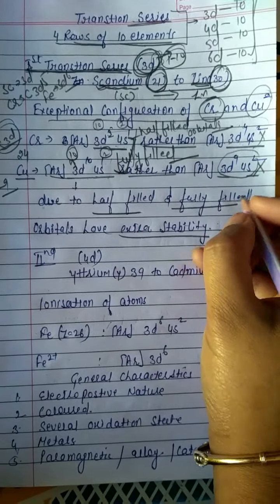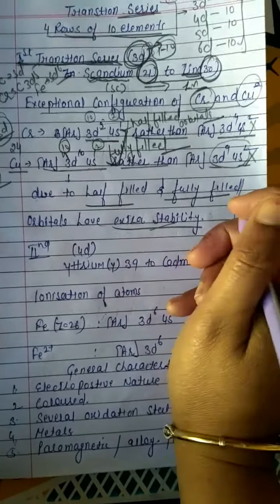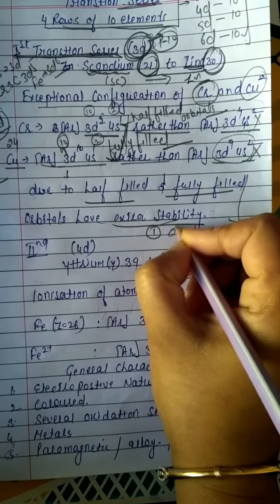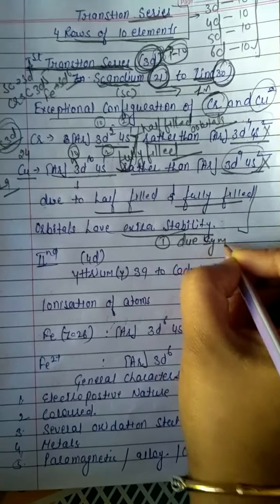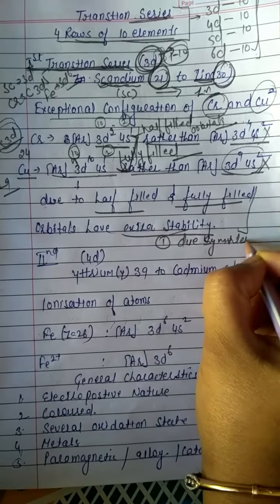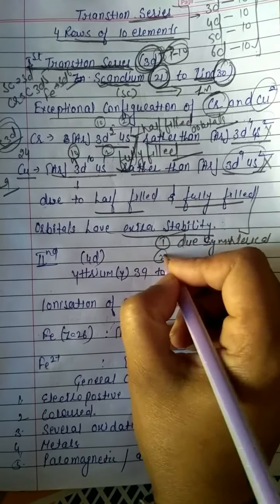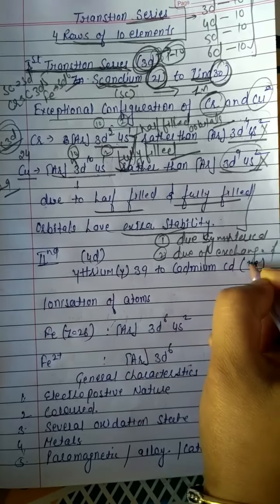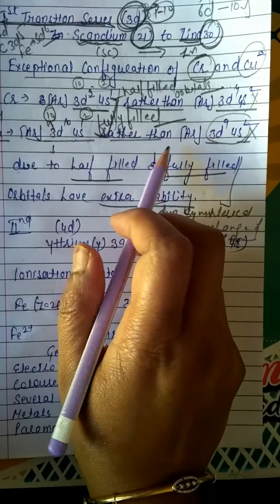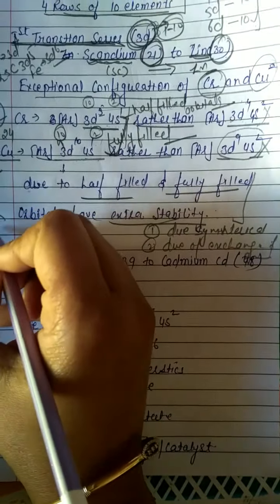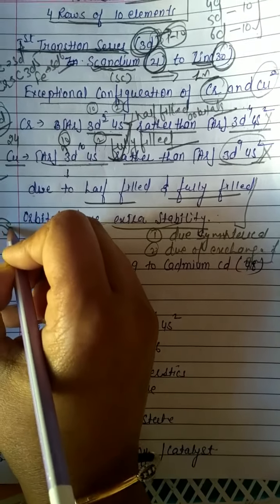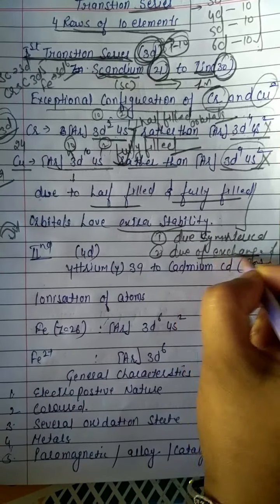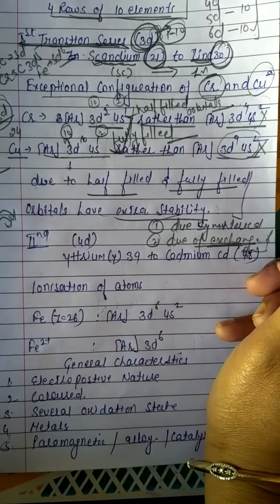There are two reasons behind it. Why do half filled and fully filled orbitals have more stability? The first reason is due to symmetrical arrangement. The second one is due to exchange of energy. In the case of half filled and fully filled orbitals, the electrons can move a large number of times, being promoted to an excited state, so they have more exchange of energy.